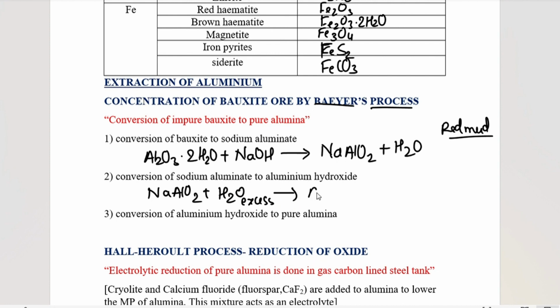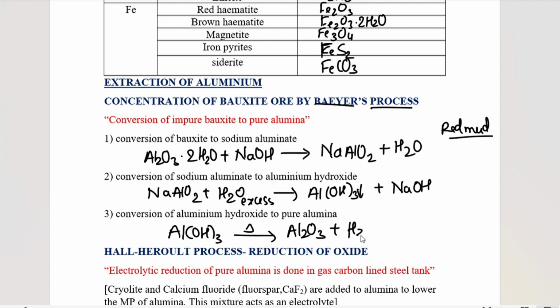You will get aluminium hydroxide, insoluble in water, so it will form a white precipitate. You will get back the sodium hydroxide. Whatever was initially used is formed back, and you can use it once again. You can do the filtration and you will get the solid aluminium hydroxide. Next, aluminium hydroxide to pure alumina, you will simply heat it, and you will get alumina plus water.